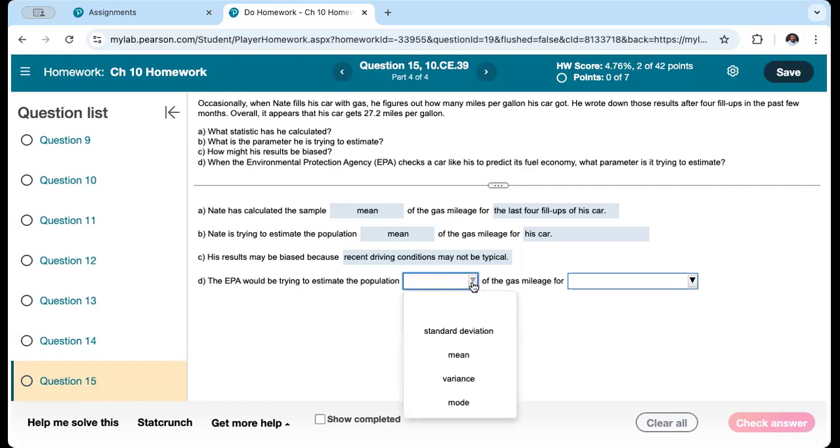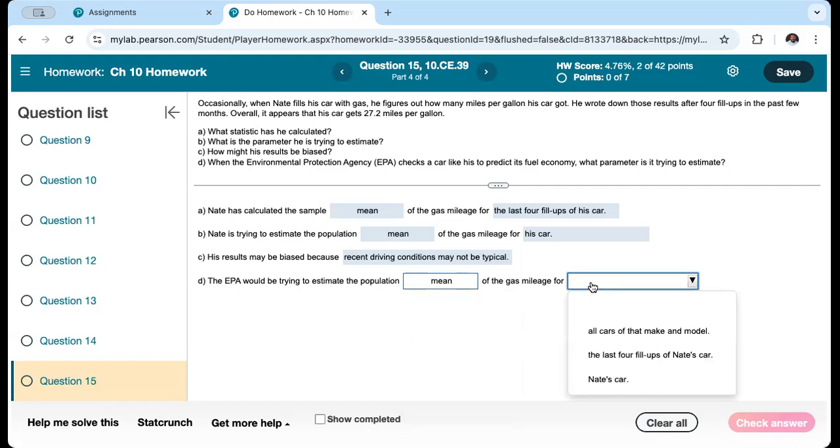The population mean. Is that okay? Of the gas mileage. Yes, of all cars of that make and model. So you know that when I buy a Toyota Corolla, it's more efficient than having a 4Runner, right? Because when you check the EPA, you see that the mileage per gallon is better than that of a 4Runner.